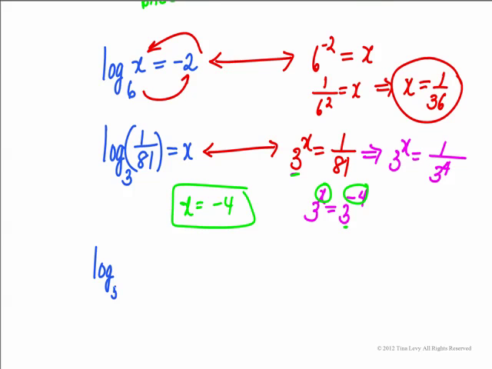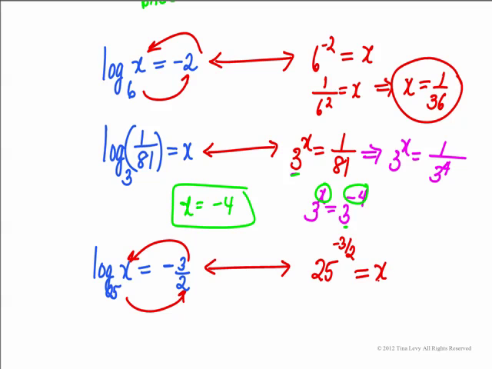If I say log base 25 of x is negative 3 halves. So the base is 25. The equivalent here becomes 25 to the negative 3 halves power equals x. So this will be a good review of our exponents. We know negative means reciprocal, and then we have to remind ourselves what the 3 halves power is. Looking at this, we see the negative. We get 1 over 25 to the 3 halves is x.